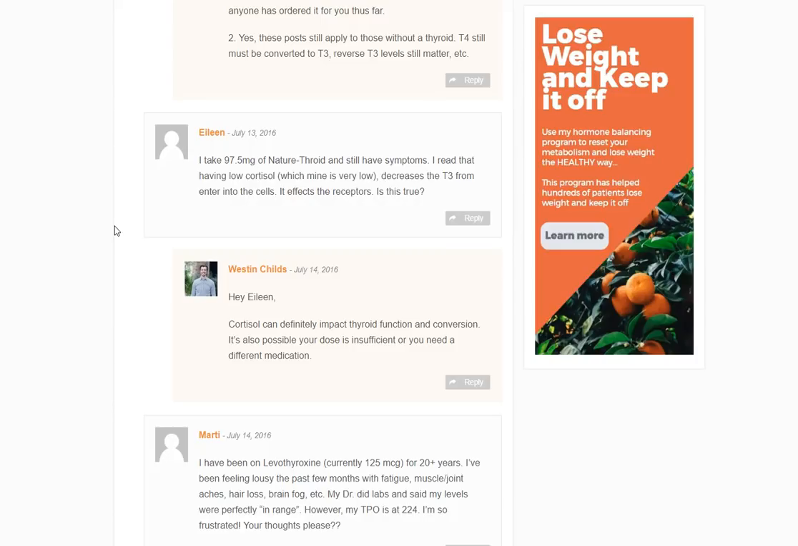So it doesn't make as much sense to look at the cortisol if you're being undertreated with your thyroid medication and hoping that fixing the cortisol will fix your symptoms. Now, that may be true in some cases, but I would say the majority of people are probably undertreated. And so focusing on that thyroid medication is probably the smartest place to put your time and energy.